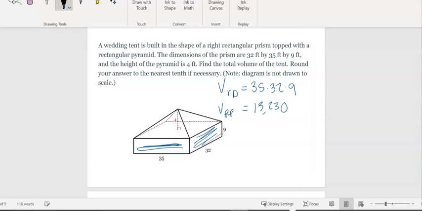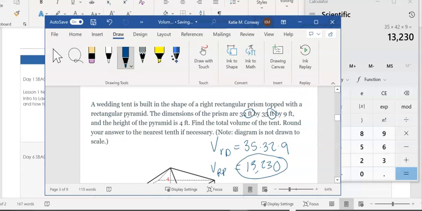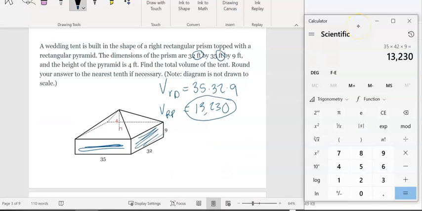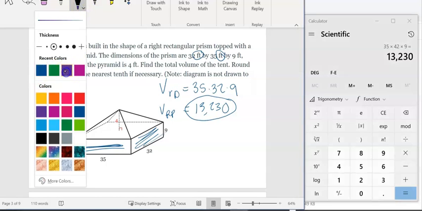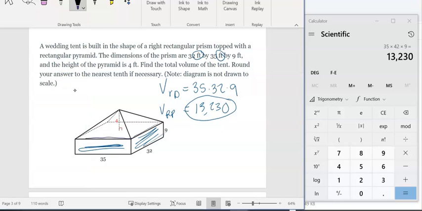And we're working in feet here, so that makes sense to me that that's going to be a pretty big number. Okay, we need to save that number, but that's not going to be our final answer. So the next thing we need to do is find the volume of the pyramid on top. So the pyramid has a base. Remember, the volume of a pyramid is the area of the base times the height, divided by 3. For this pyramid, the base is 32 by 35, and the height is 4.